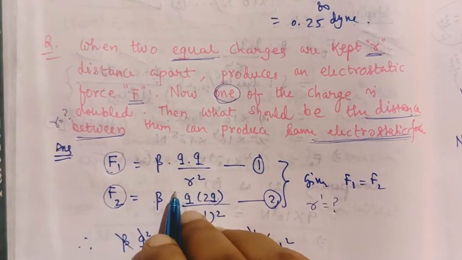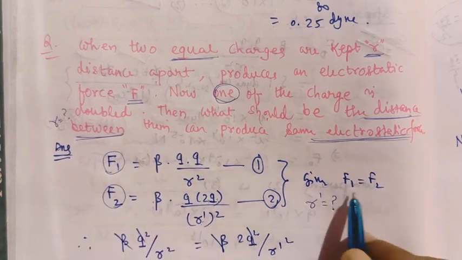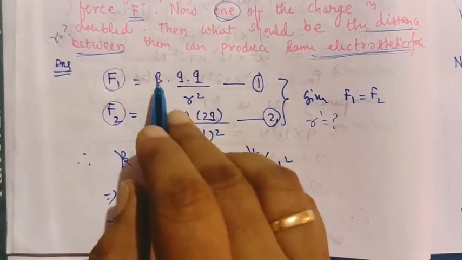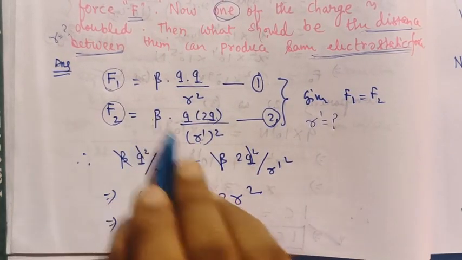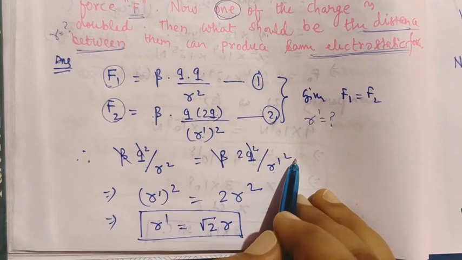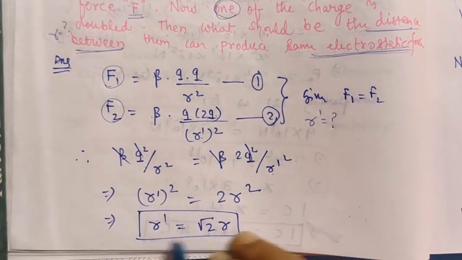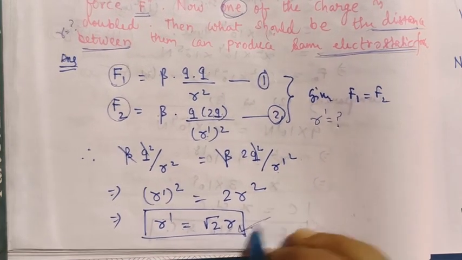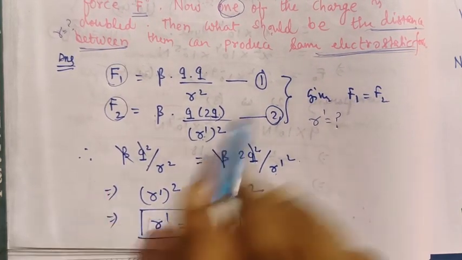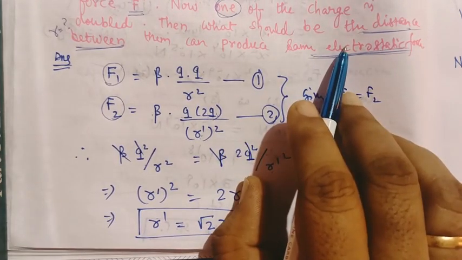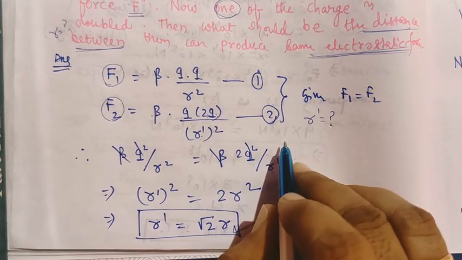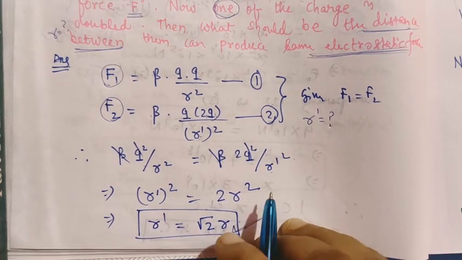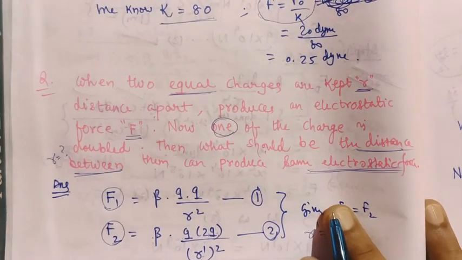Again, what is given in this question? The amount of force remains the same. That means F1 is equal to F2. So I equate these two values. F1 is equal to F2. That means beta q square by r square is equal to beta 2q square by r dash square. By solving this, r dash is equal to root 2 r. So in the second case the distance is maintained at root 2 r, and the magnitude of force does not change. The problem is very simple. Just think with a cool mind and you can get your answers. I am discussing some questions and you have to do some questions in your books.